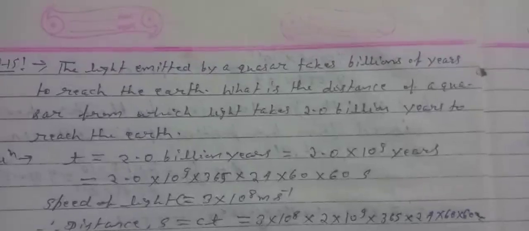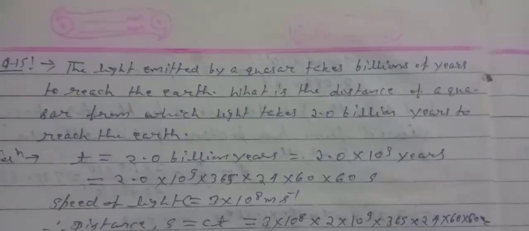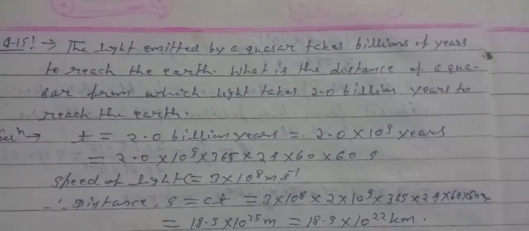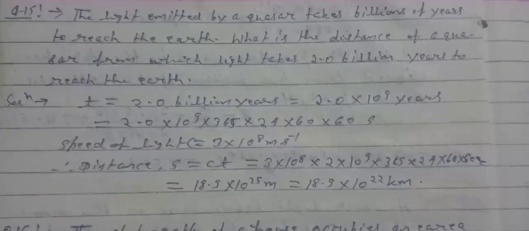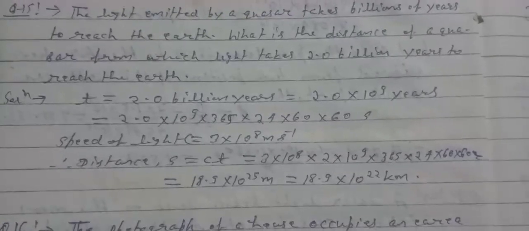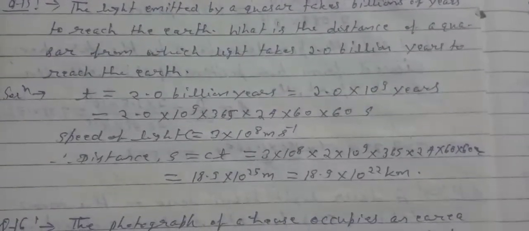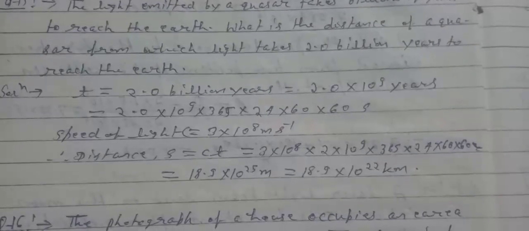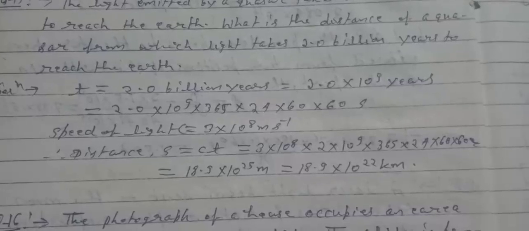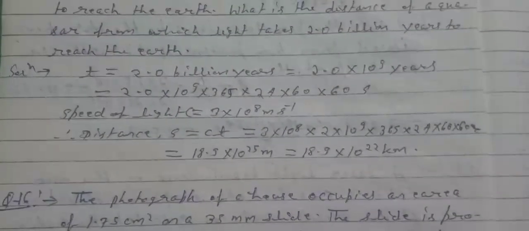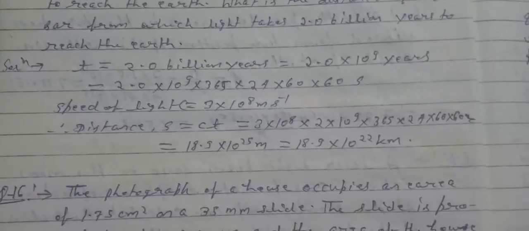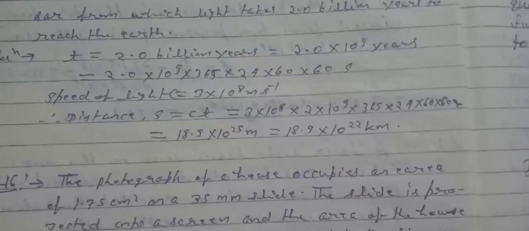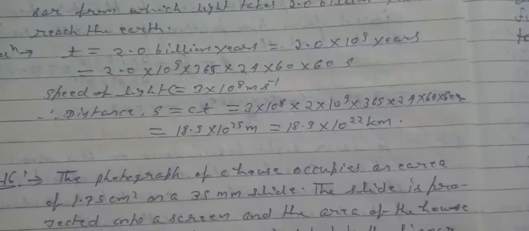The light emitted by a quasar takes billions of years to reach the Earth. What is the distance of a quasar from which light takes 2 billion years to reach the Earth? t equals 2 billion years, which is 2.0 into 10 to the power 9 years, or 2.0 into 10 to the power 9 into 365 into 24 into 60 into 60 seconds. Now speed of light equals 3 into 10 to the power 8 meter per second. Hence distance s equals c into t. Putting values, we get 18.9 into 10 to the power 22 kilometer.